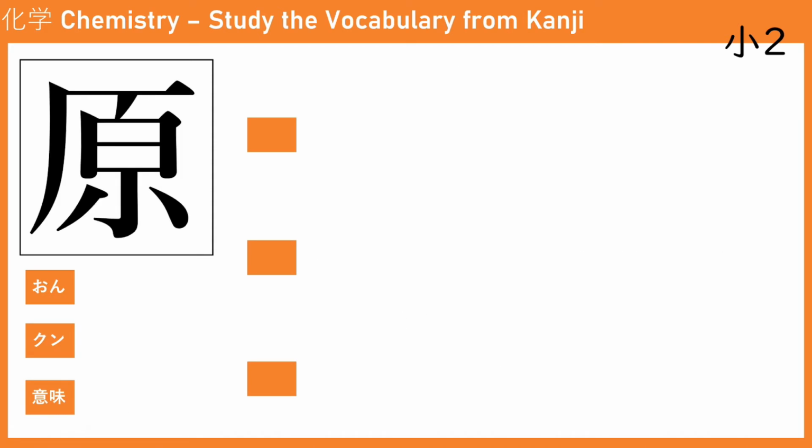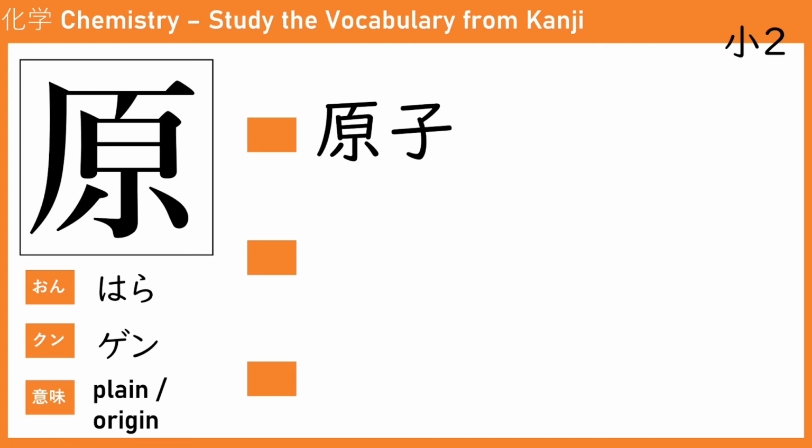The next kanji is gen, or hara, which means plain or origin. So the first one is genshi. Genshi means atom. So shi means children or single stuff, small stuff. The origin of small things is an atom. So this one is genshi.